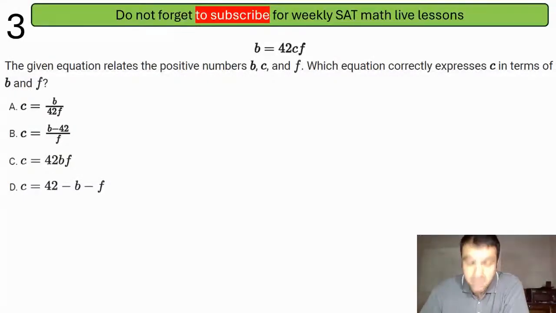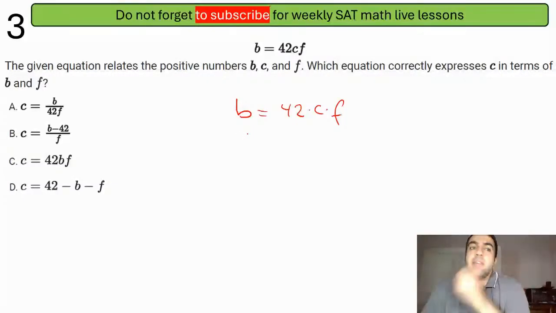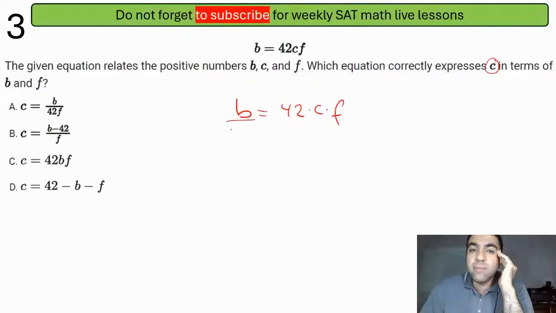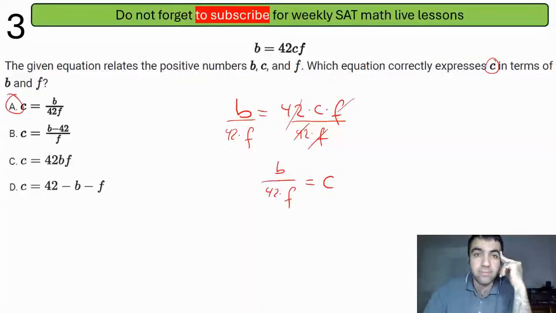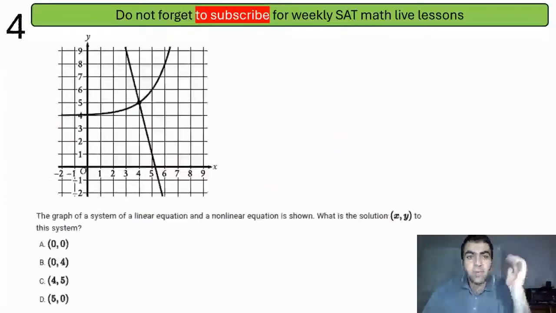Third, A. Mr. Sahib said it is A. Let's have a look. P is equal to 42 times C times F. And we are asked to find the C in terms of the others. We should divide both sides of the equation by 42 times F. C is equal to P divided by 42 times F. So this is A. Mr. Sahib, you are right. A graph question.